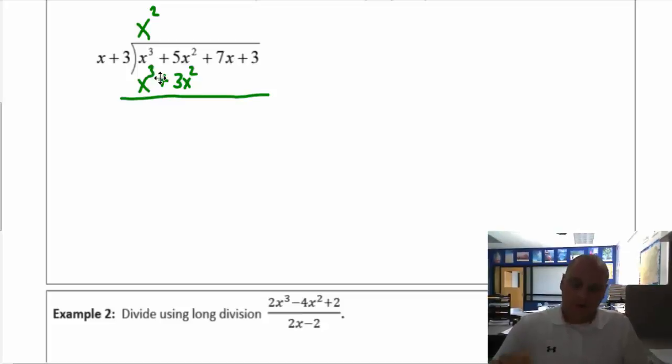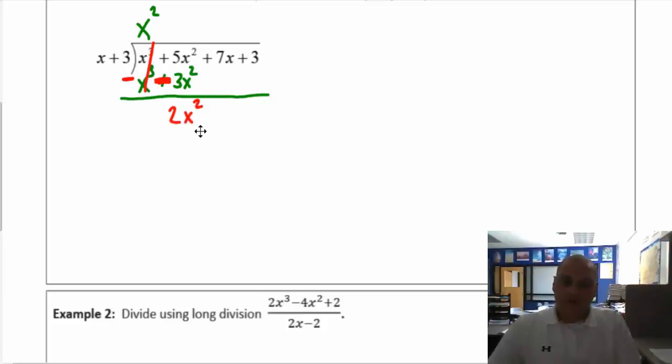Now this is where you have to be careful. This is a binomial you're subtracting, x to the third plus 3x squared. So you need to subtract, or change the signs basically, of both of these terms. When you subtract, you change the signs. So we're going to make this a minus and a minus. That's what the subtraction does. X to the third minus x to the third is 0. That's going to happen every time on that first term. It's always going to be 0. 5x squared minus 3x squared is 2x squared.